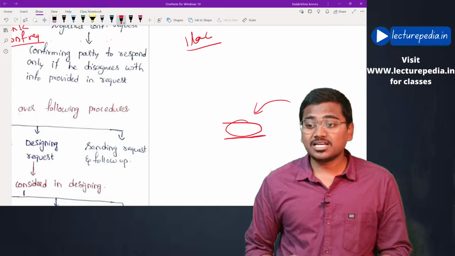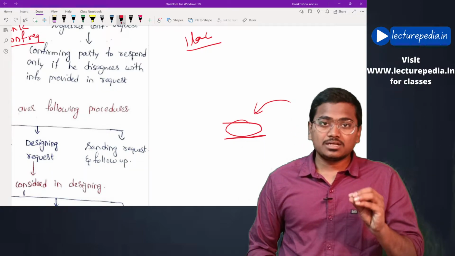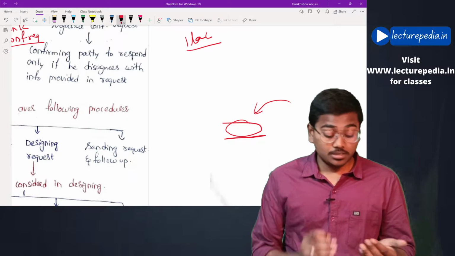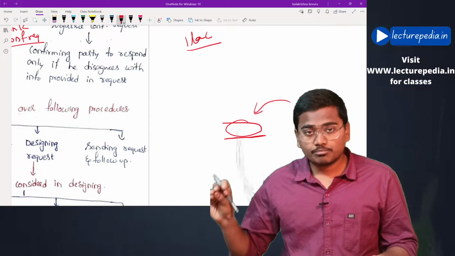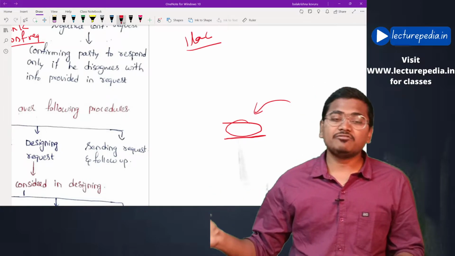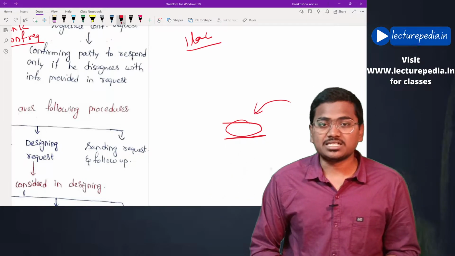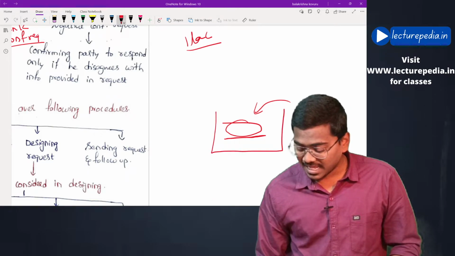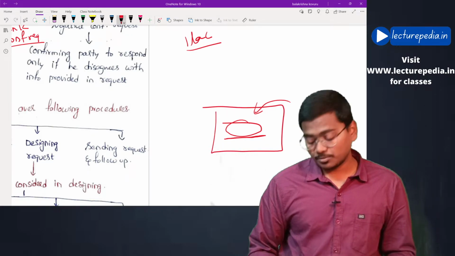Thereby, in order to get a guarantee that the third party will properly verify and give a response to the confirmation request, the auditor will use this type of blank confirmation request. Hope this is clear.